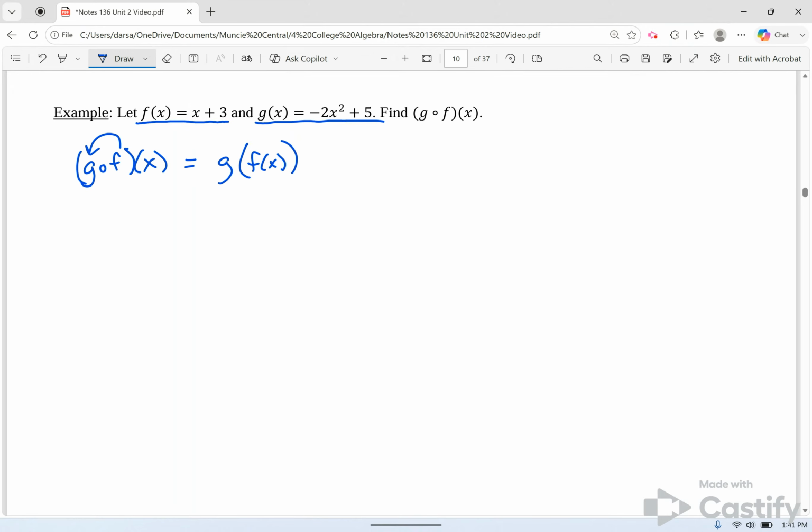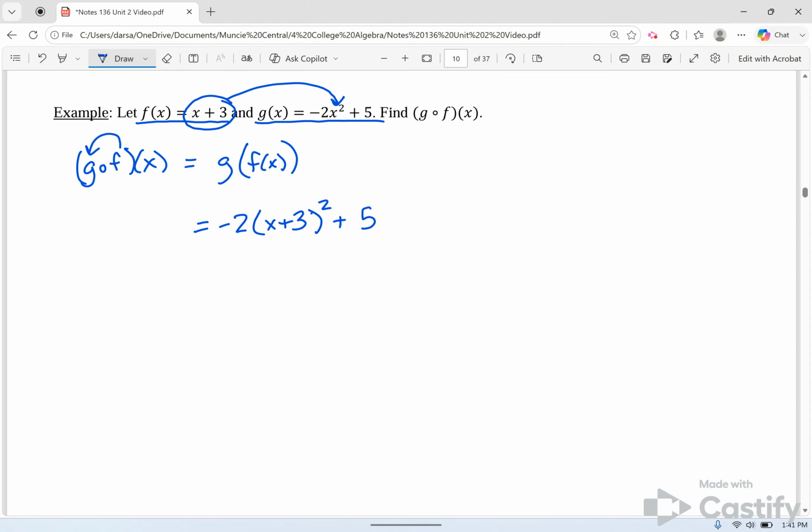So think about it this way. This thing right here needs to go into all of the x's of our g of x. That's a little bit crazy looking, but let's see if we can do it. So we're going to start by writing this outside function. And remember, you take out the x's and make them into holes. And what are we plugging into this? We're plugging in f of x, which is x plus 3.